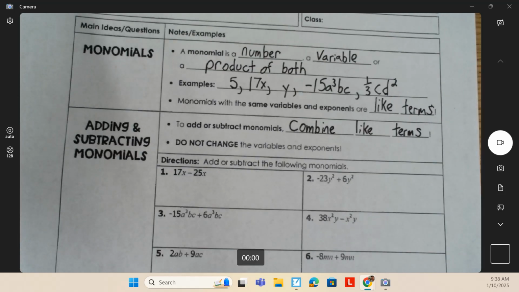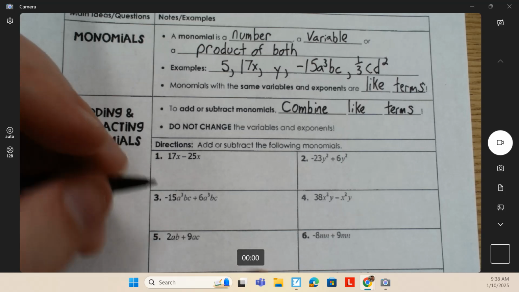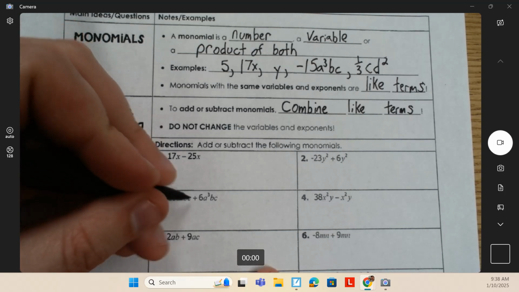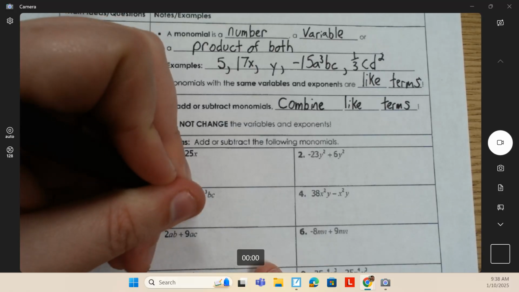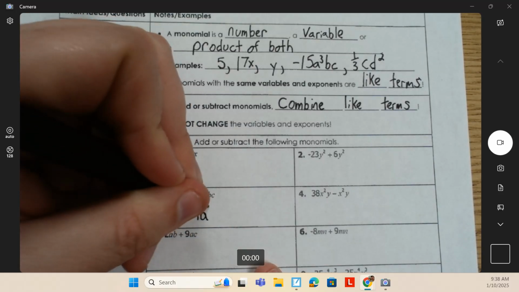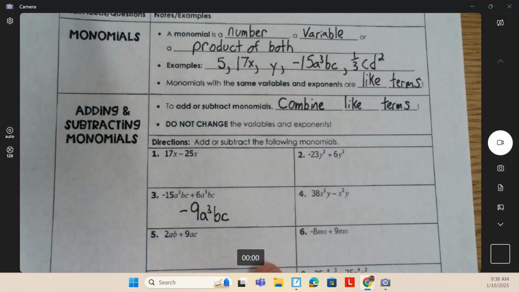So on this number 3, for example, that I just talked about, when we basically do negative 15 plus 6, which would give me a negative 9, and all this at the end stays the same, a cubed bc. So just combining them, that's all we're doing. And let's go over a couple more examples.